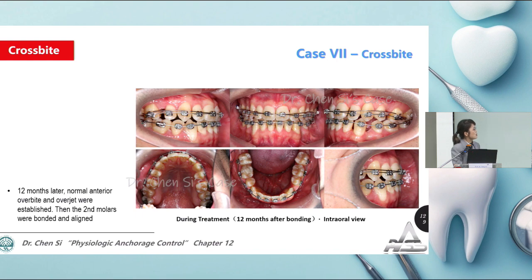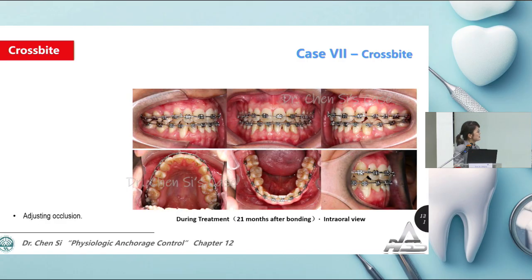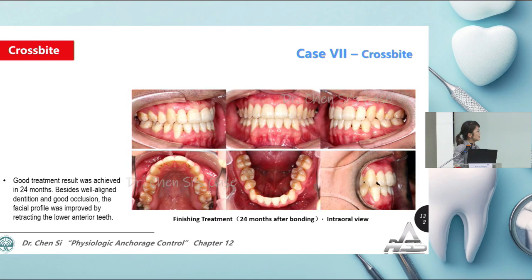And 12 months later, the normal anterior overbite and overjet were established. Then the second molars were bonded and aligned. 16 months later, the 19x25 SS archwires with normal curve of Spee were placed in both arches for the final space closure. Then adjust occlusion. And the good treatment result was achieved in 24 months.